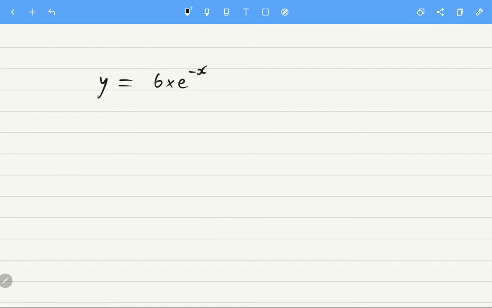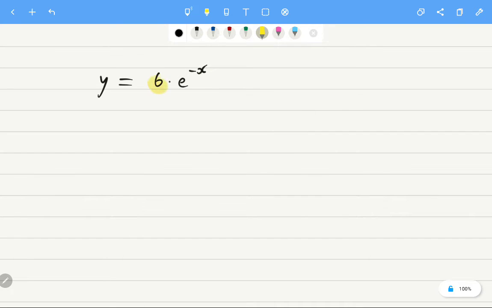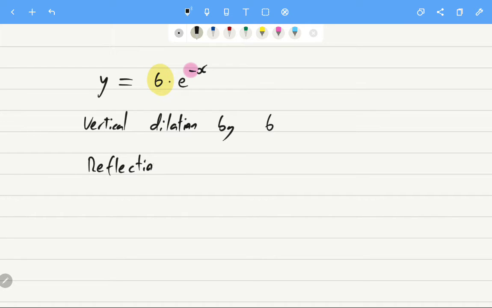Alrighty, so let's look at this one. We've got 6 times e to the negative x. In this case, we've got 2 transformations that have happened. The first one is this multiplication by 6, and the second one is this little negative. So the 6, well, that is just a vertical dilation by a factor of 6. And the negative is just a reflection, and this is a reflection in the y-axis.